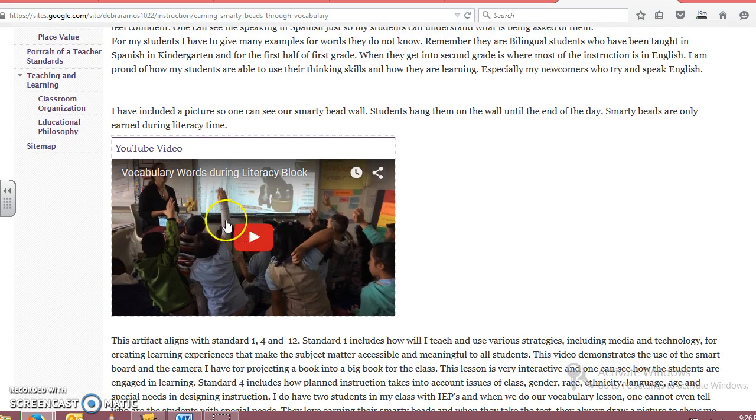In here, I was teaching how we earn our Smarty Beads through vocabulary, and, as you can see, they were really engaged in earning their Smarty Beads. I use different strategies. We use our textbook, as you can see back here, for comprehension, and all the students were really engaged trying to earn. At the end of the day, the student with the most Smarty Beads earns a prize from the treasure box.